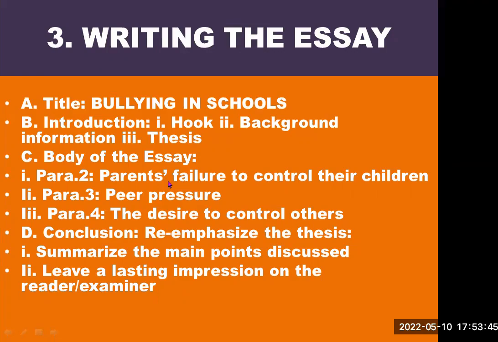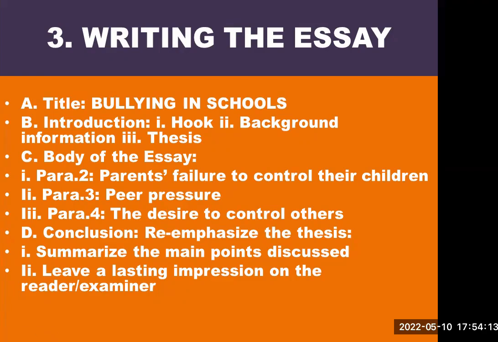For example, you want to talk about parents' failure to control their children as one of the factors responsible for bullying in schools. So before children can come to school and bully and become bullies, they are already grown wings at home because their parents became unable to control their excesses.